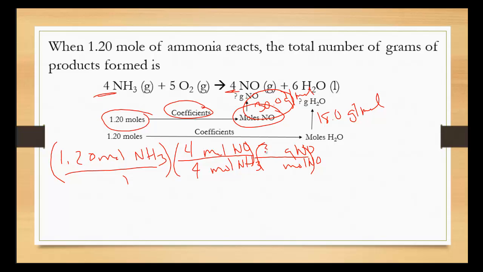So this means it's going to be 1.20 times 4 divided by 4 times 30. That comes out to be 36 grams of NO. That's one of our products. We need to figure out the other product now. So we're going to do the exact same thing again, the whole thing again.